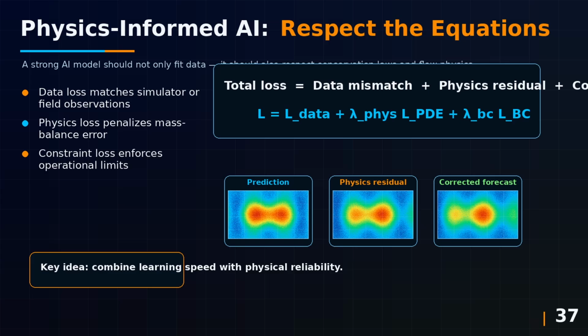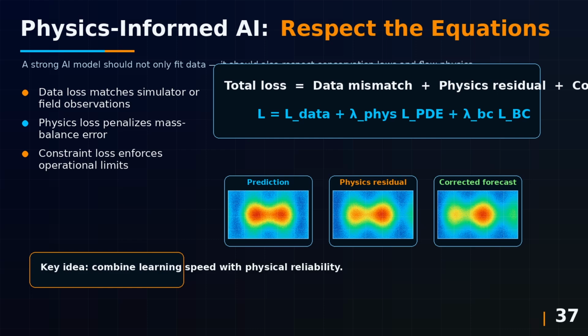Sharp saturation fronts, discontinuities, hysteresis, strong heterogeneity, and complex well controls remain difficult. In practice, the best approach may combine simulator-generated data, neural networks, conservation checks, finite volume residuals, and uncertainty quantification. The key message is this: AI should accelerate reservoir simulation, but it should also respect the equations that make the prediction trustworthy. Now that we understand physics-informed AI, respect the equations, let us move to monitoring.